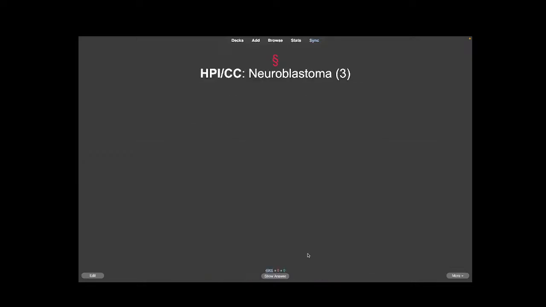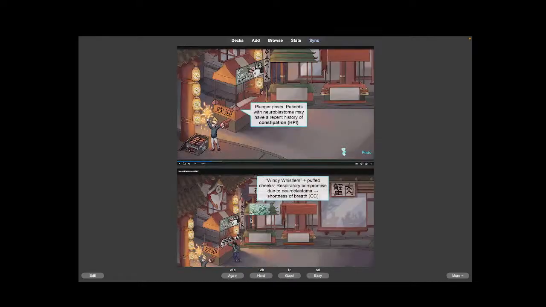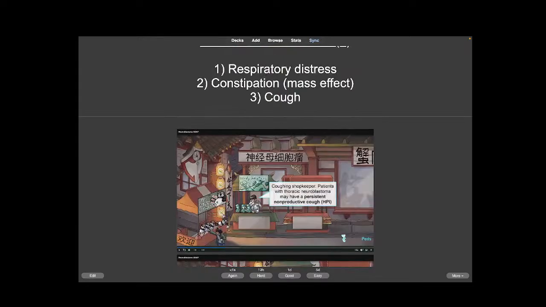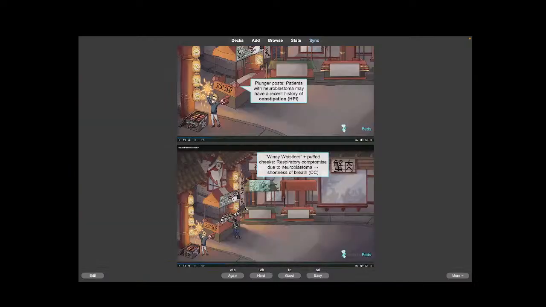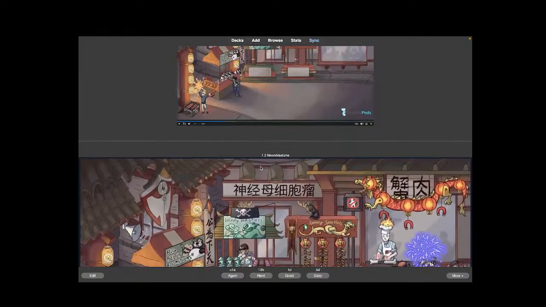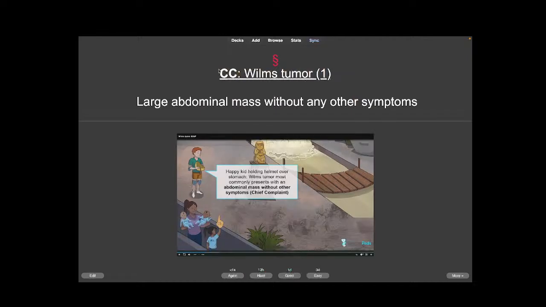HPI for neuroblastoma. Everyone knows it's respiratory distress. It's constipation. No one thought of constipation. No one thought of that. No, I think cough. Yeah. What is this? Abdominal pain, constipation, and wheezing. Respiratory shortness of breath. Chief complaint for Wilms tumor: abdominal mass without any other symptoms.